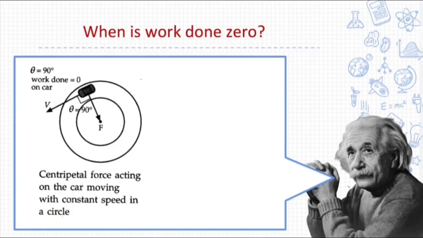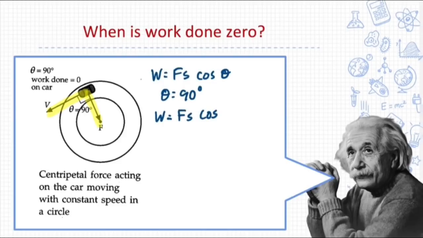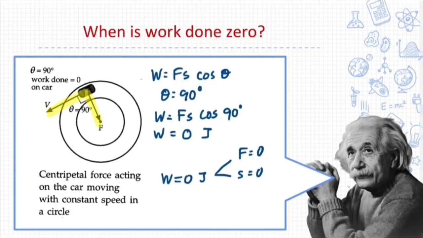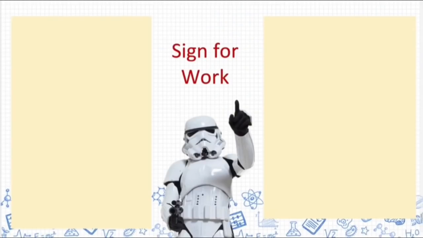And for the third example, we have a car which is moving in a circular motion, and there will be a centripetal force acting on the car towards the center of the circular path, and the displacement will be along the velocity vector. So the angle between them is 90 degrees, and we replace theta is equal to 90 into the equation of work, and then we will get work is equal to 0 joule. So work will be 0 when the force is 0, the displacement is equal to 0, and finally if the angle is 90 degrees.